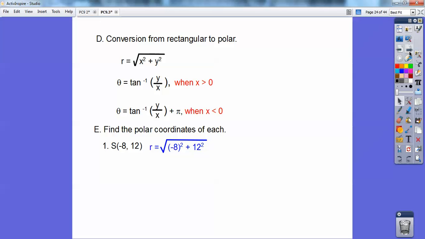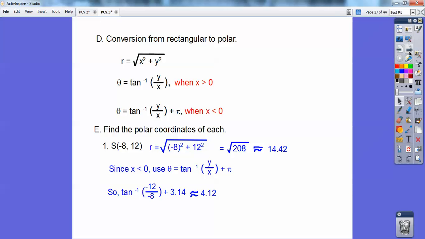So we're going to find the radius first. x is negative 8 and y is 12. Okay, and so we get about 14.42. And since x is less than 0, because it's the negative 8, you're going to use that formula, and then you plug it in. So 12 eighths is 3 halves, and the inverse tangent of 3 halves plus 3.14, you get 4.12. So there's your polar coordinates of that.